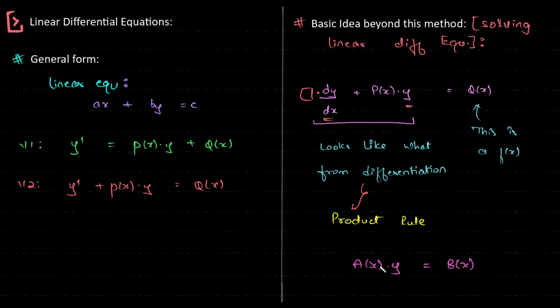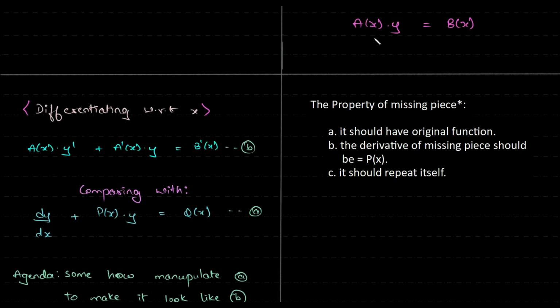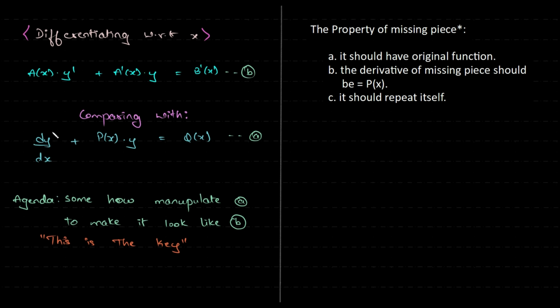Okay guys, if I differentiate this, what do I end up with? Well, this is product rule, so a of x into y prime plus a prime of x into y is equal to b prime of x. Now let's compare this expression to this linear differential equation. We have y over here, that's good. These two are somehow related, that's good. So y prime, and somehow something is missing over here, and that missing piece is related to this. Right, that's a hint. Remember, it has to do with product rule.